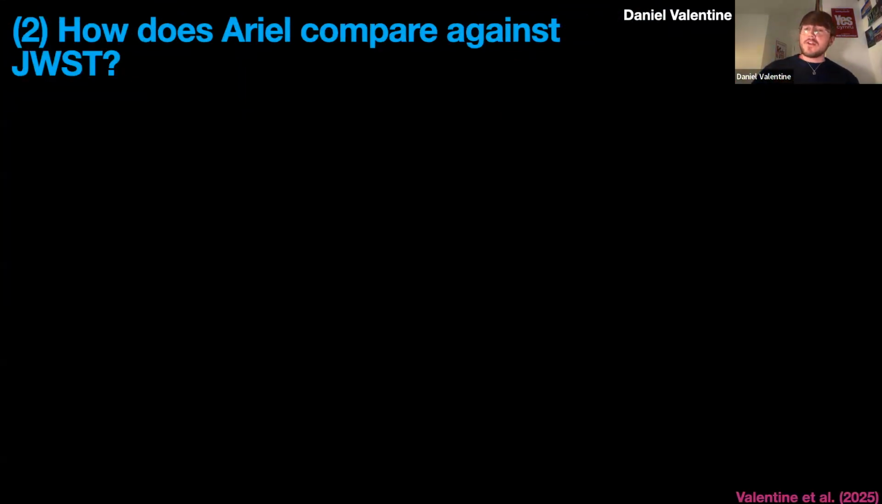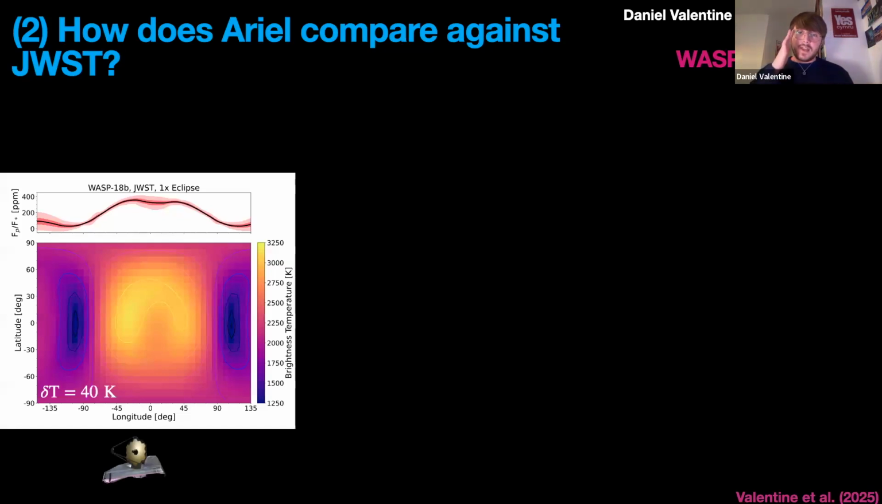Okay, so now that we know that Ariel does in fact have eclipse mapping capabilities, we move on to question number 2. How does it compare against JWST? So for our best and brightest targets, Ariel could derive the map in the same observing time as JWST could. But what about for a dimmer target now? Ariel will probably need more data, but how much more? And the test case that we'll be using to answer this is WASP-18, which is about 2 to 3 orders of magnitude dimmer than 189 and 209.